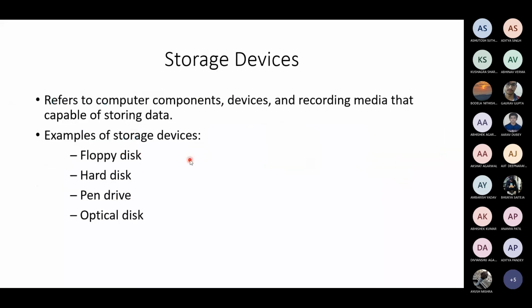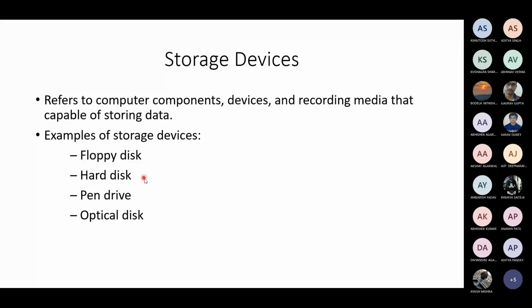Then you have storage devices. Any computer components or devices which can record media and are capable of storing it, we call storage devices. You have various examples of storage devices. You have the floppy disk, hard disk, pen drive, and optical disk. We'll try to see what they are.